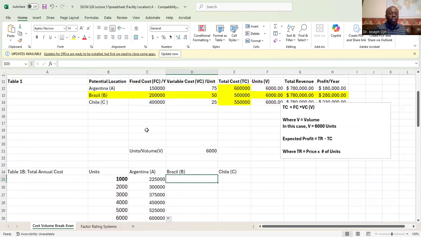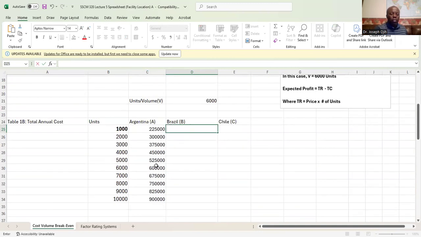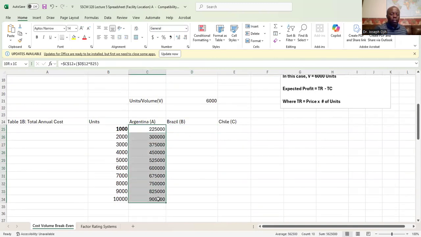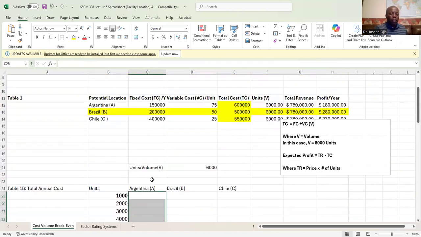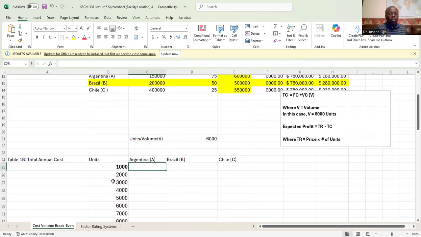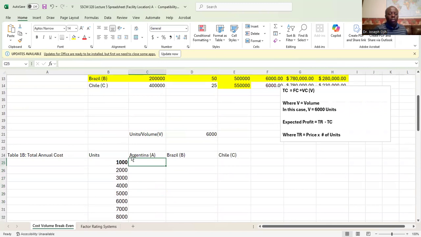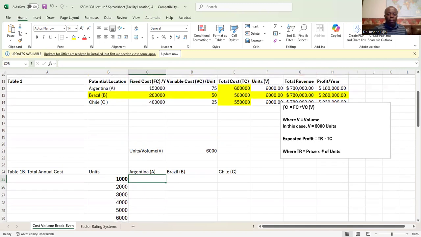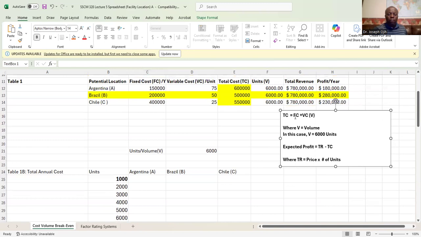Repeat the same thing for Brazil. Can you show it one more time, what the formula looks like? Okay, of course. Now, remember what I'm trying to calculate is the total annual cost for each of the countries, so we can draw the graph. The formula is right here. Total cost: fixed cost plus variable cost times volume as units.